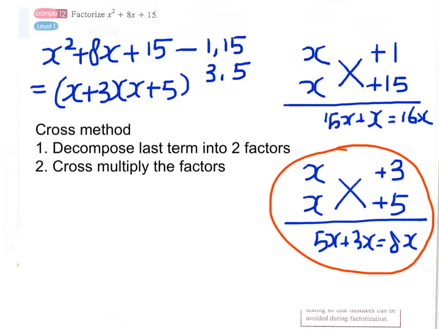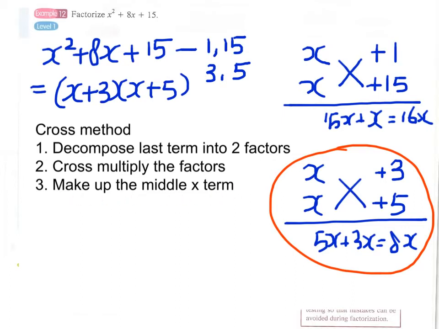And now we can sum up our cross method. It simply comprises only two steps, but these two steps must be completed in this exact order. Step 1, decompose the last term into two factors. The last term is always the constant term, the number term. And step 2, we do the cross multiplication of the two factors. And the last step will be to make up the middle x term.